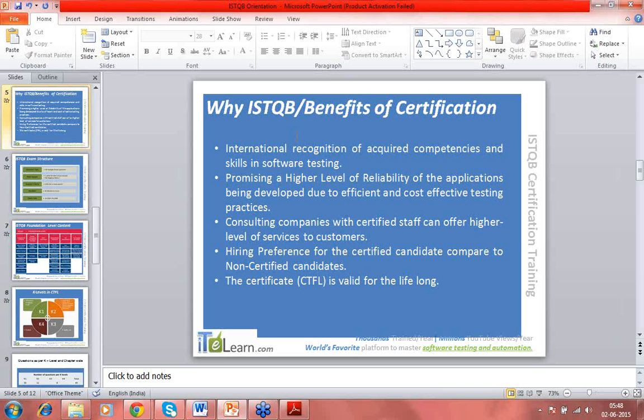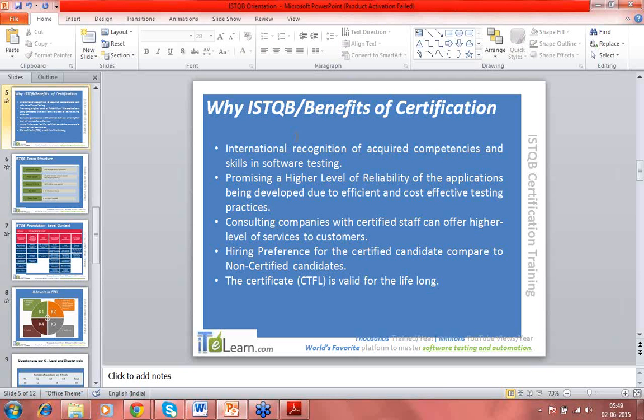So it's also company wide: consulting companies with certified staff can offer a higher level of services to the customer. This is the same inbuilt point that I covered in the explanation. Hiring preference for the certified candidate compared to non-certified candidates. So again, when it comes to the hiring process, companies would prefer somebody who is certified over non-certified if both of them are equally good, having the same knowledge, and probably a certified professional will be offered a little more than a non-certified professional. Okay, and it's valid for lifelong.